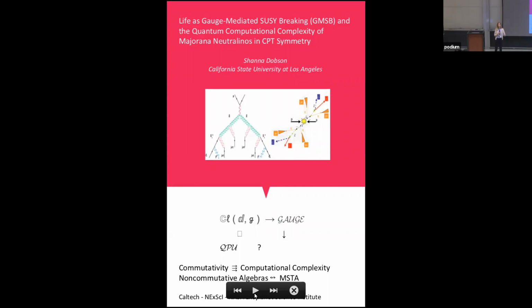So if we categorize emergence as quantum computational complexity, then we think that is the sort of gauge invariant thing that's growing in a thermodynamic equilibrium. So we try to get this categorical equivalence between the algebra, whatever category the gauge is, and the QPU. And then through commutativity, you can get this sort of computational complexity and get a multi-space-time algebra.